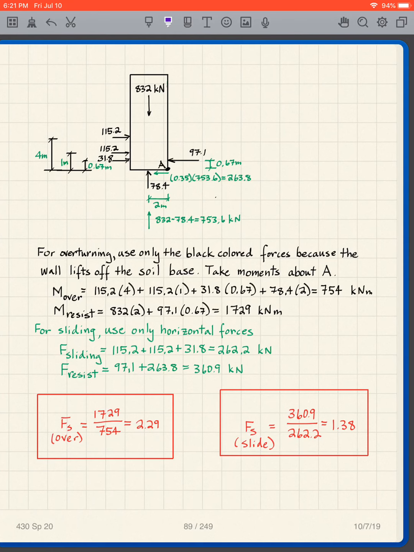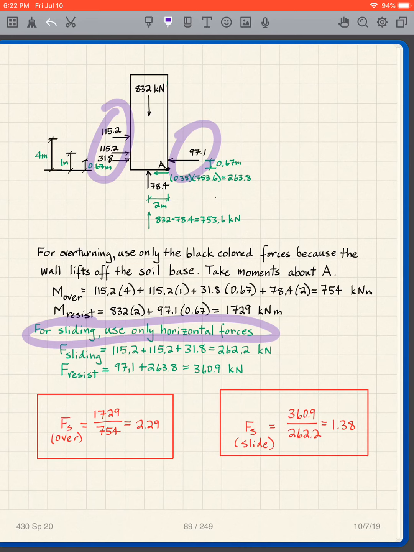overturning. So as I said, for overturning, use only the black colored forces because the wall lifts off the soil base. Take moments about A. So using only the black here, I get my overturning and my resisting right there. And then for sliding, use only the horizontal forces because sliding, it's not moving vertically, so we don't use the verticals. So there are my horizontal forces right there.